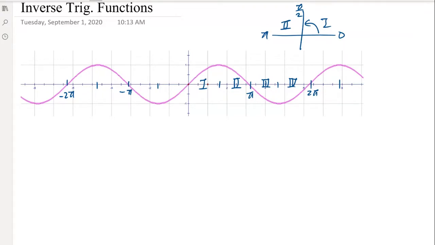Where's my mouse? My mouse disappeared. Where's my pointer? Huh. This is weird. Am I out of battery?